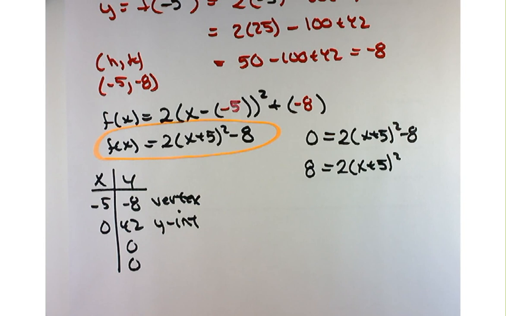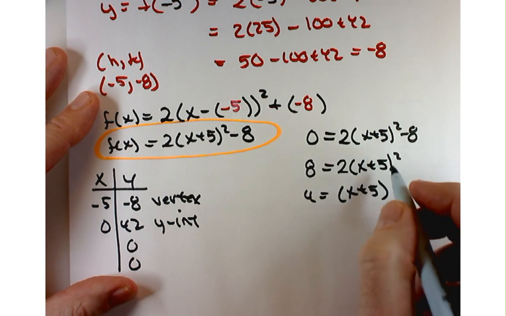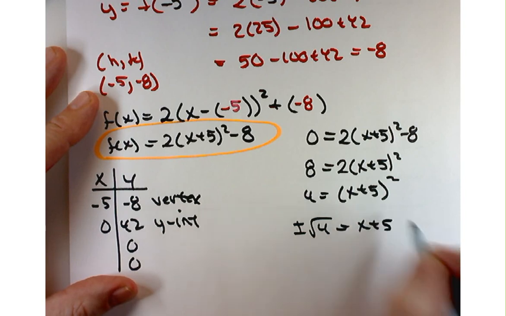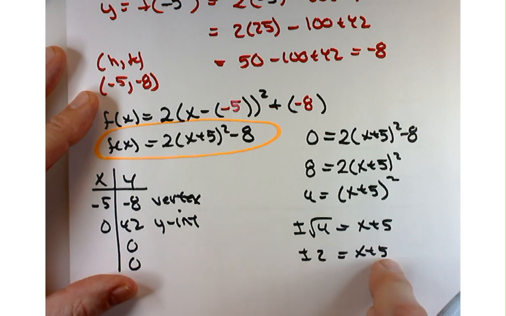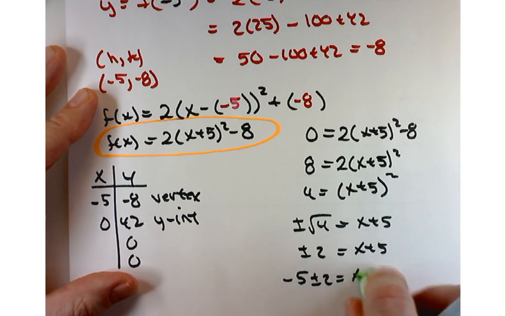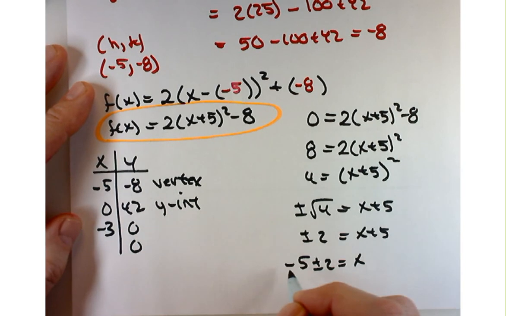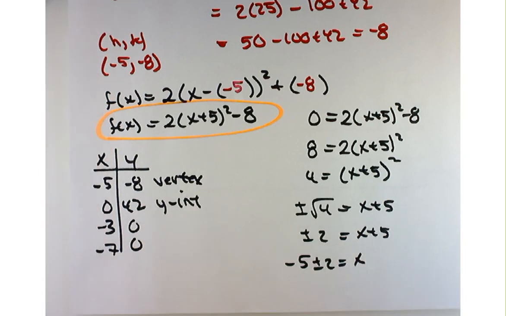Then what? Divide by 2. And here's the special part, right? Because 4 is a perfect square. I'll take plus or minus the square root of 4 equals x plus 5. The tricky part is that you've got to move this 5 over here as a negative 5. And then you've got to do both of these one at a time. Negative 5 plus 2 is negative 3. Negative 5 minus 2 is negative 7. You can't just wave a magic wand at it and go, oh, plus or minus 3. It doesn't work that way.